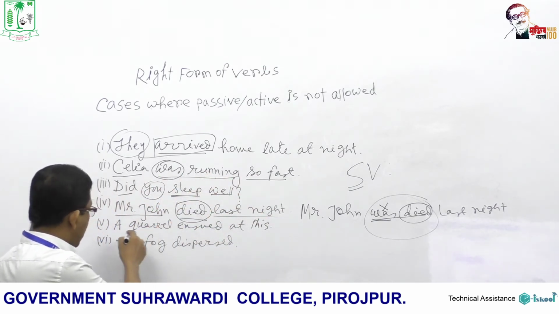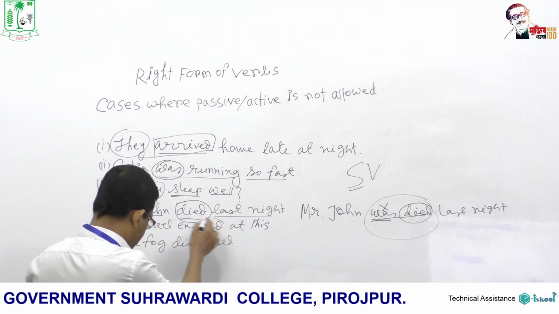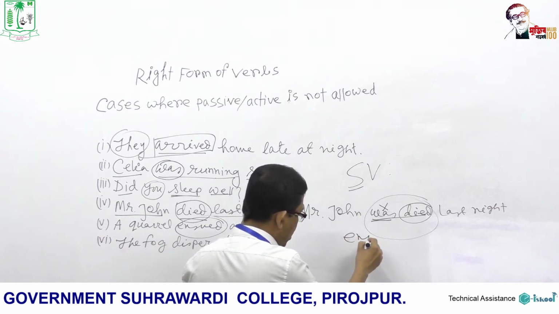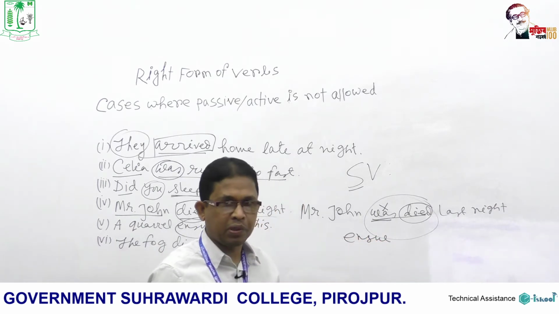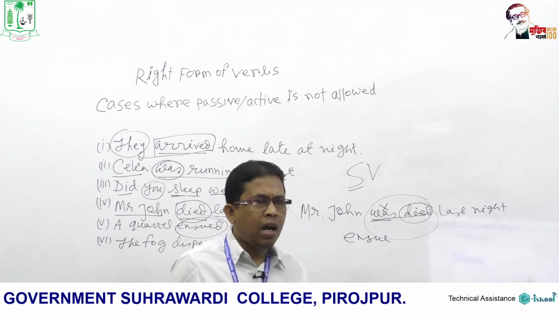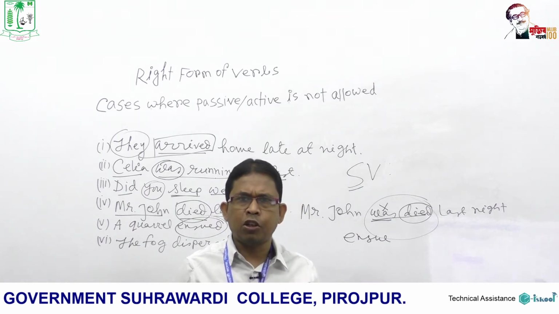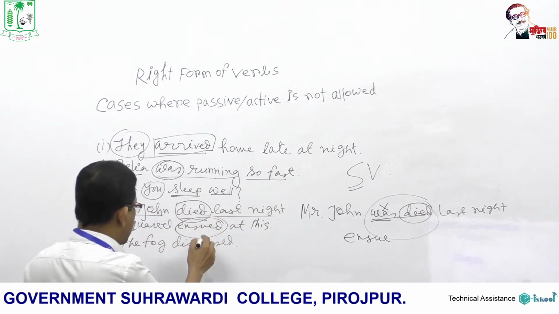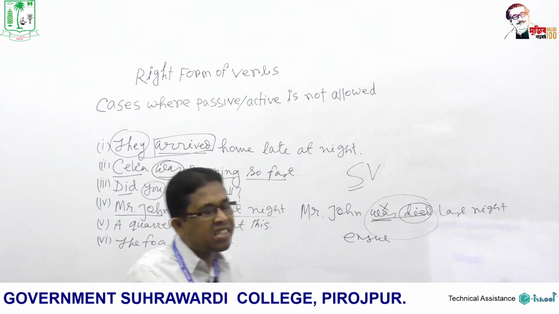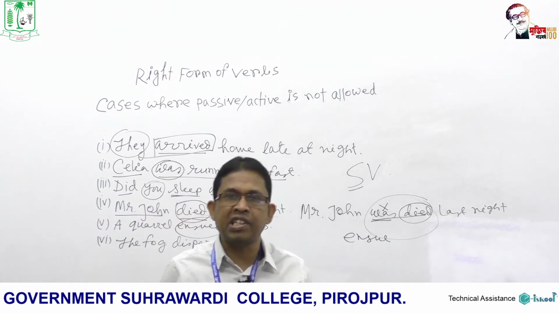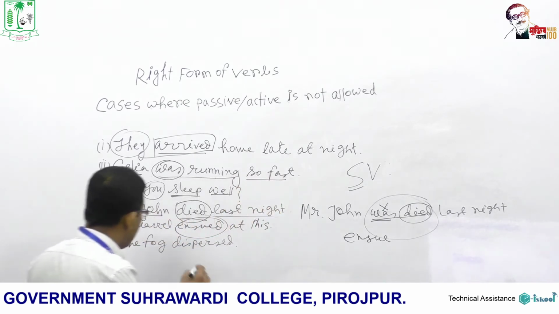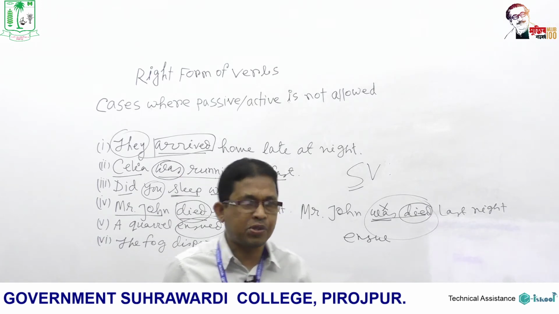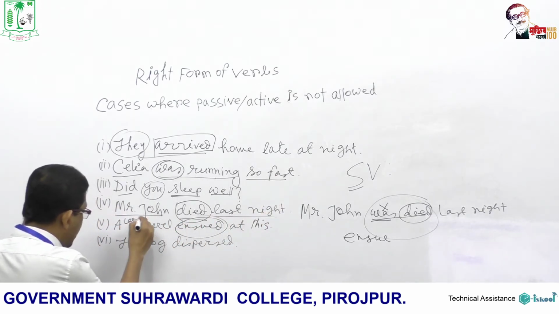And then, "A quarrel ensued at this." You know, ensue means befall, happen, occur, etc. The correct pronunciation is "ensue". So, a quarrel ensued at this. Ensue is such a verb which does not take an object, that is, this is an intransitive verb. A quarrel ensued at this means a quarrel took place at this. So, if you use this in the passive, it will be wrong.